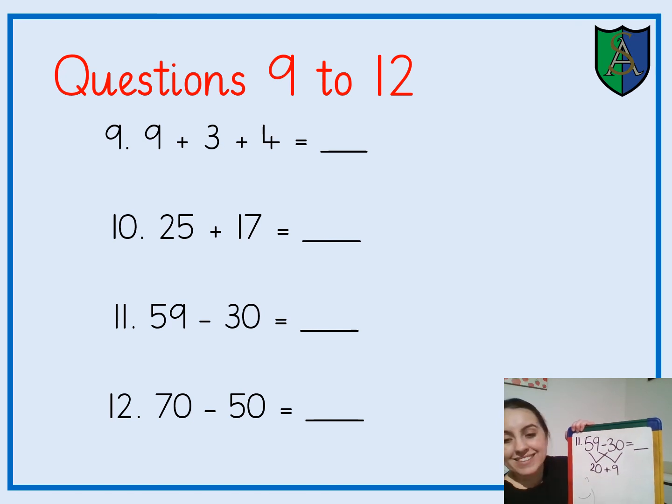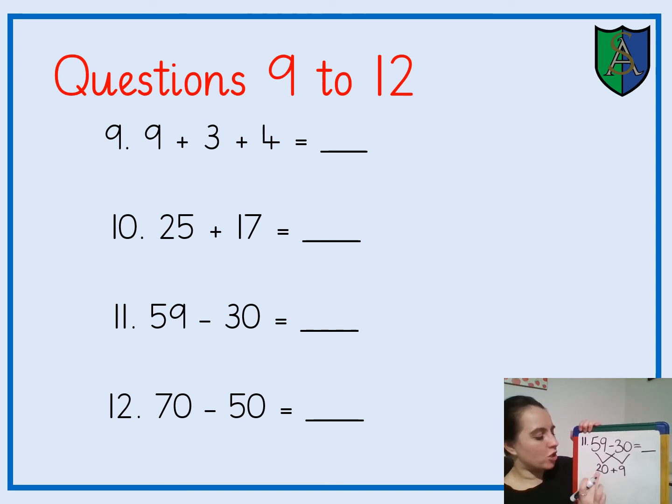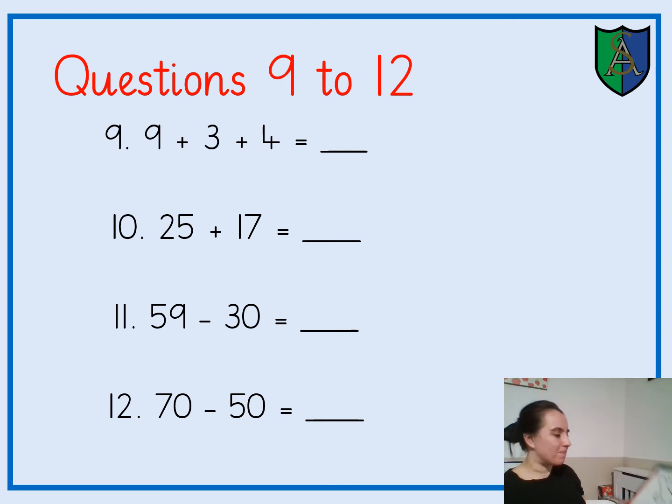We put it back together now. So now what we do is we put that number back together. So if we've got 2 10s and 9 1s, we've got 20 add 9, which is 29. Okay? So you can give yourselves a tick if you got that one correctly. Okay. Let's have a look at the next question.